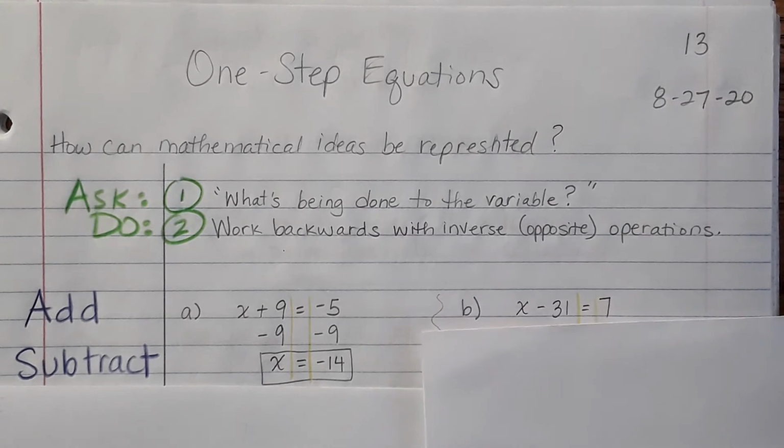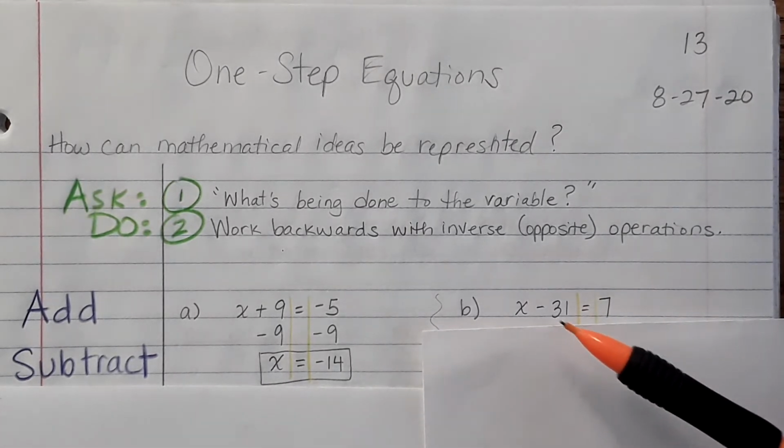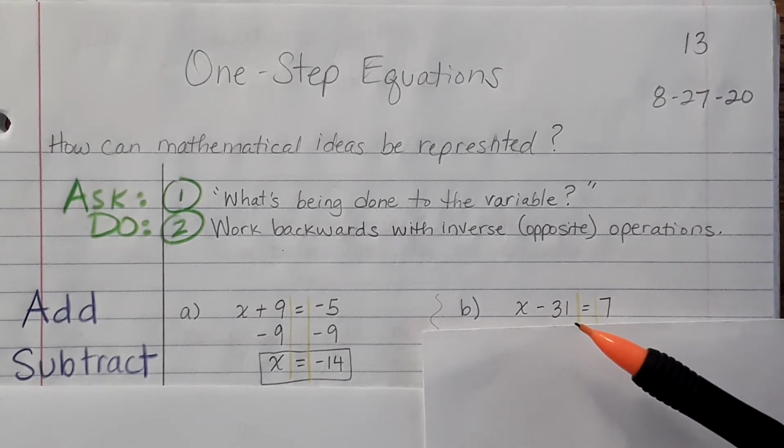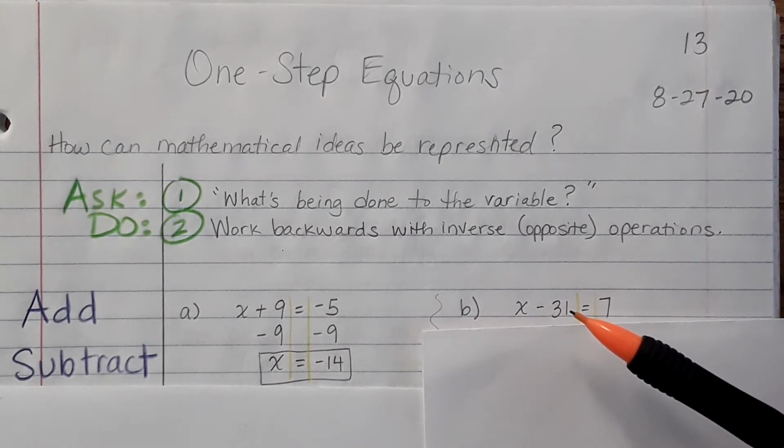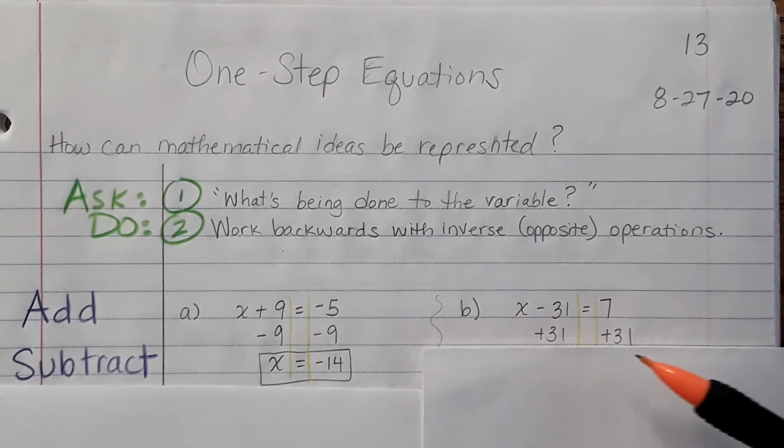Let's look at a subtraction problem. It's the same thing. x minus 31 equals 7. So what's being done to x? Subtract 31. What's the inverse? Add 31. So we would add 31 to both sides of the equation, both sides of the equal sign.